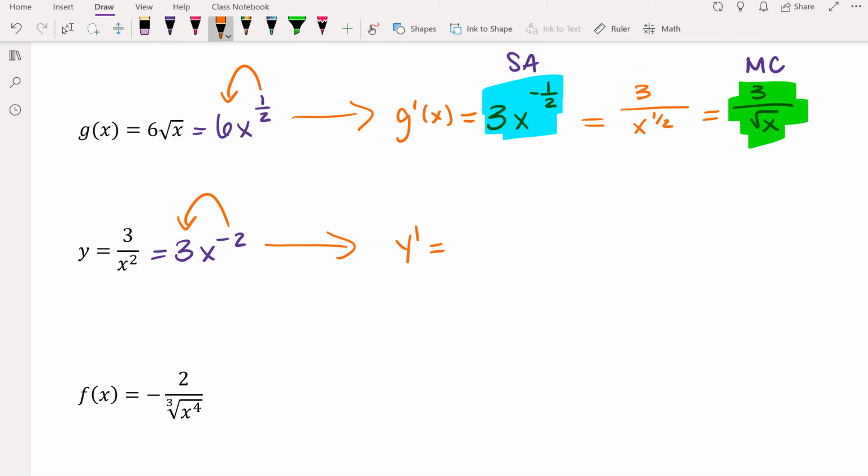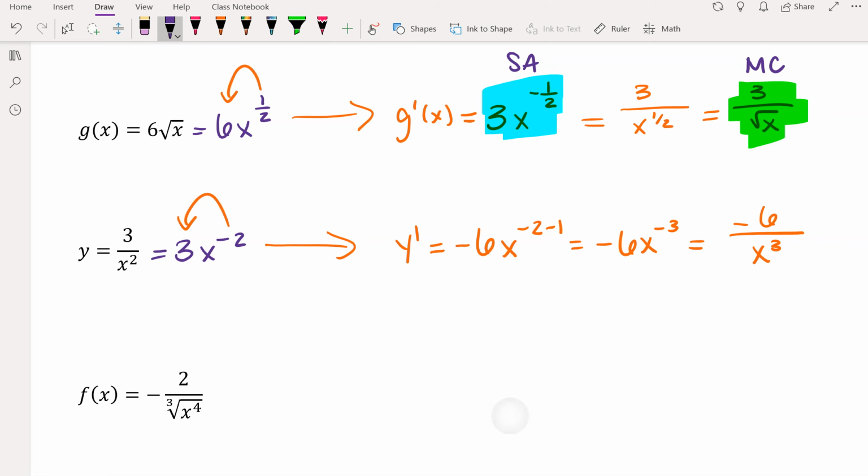bring the negative 2 out, multiply it. We get negative 6 x to the, okay, students always get this one wrong, so I'm going to write it out. Negative 2 minus 1, that's negative 3. So negative 6 x to the negative 3, and then if I was doing multiple choice, this would be negative 6 over x cubed. Cool.